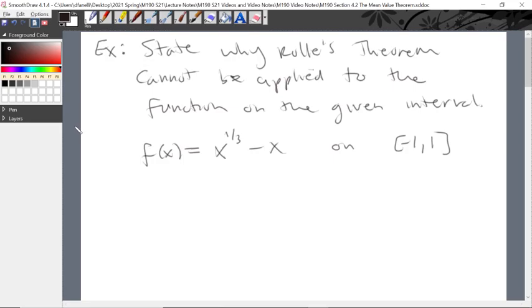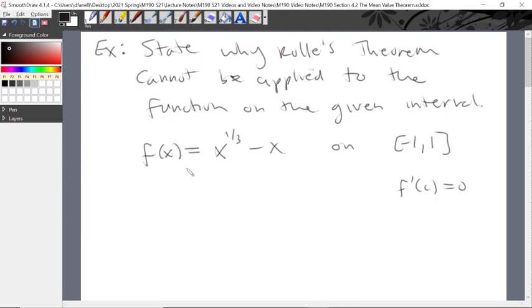So for another type of exercise with Rolle's theorem, state why Rolle's theorem cannot be applied to a given function on a given interval. So we're given the function f of x equals x to the 1/3 minus x on the closed interval from -1 to 1. Okay? So that is, for some reason we should be able to verify that f prime of c equal to 0 is not a guarantee.